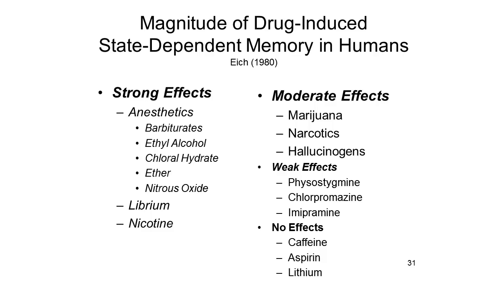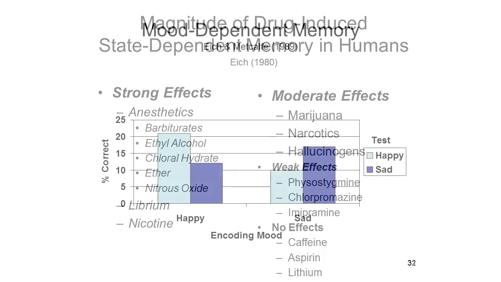Interestingly, caffeine doesn't produce state-dependent memory, even though nicotine does. One hypothesis about this is that the college students who serve as subjects in these kinds of experiments already have so much caffeine in their systems that the little bit added in the laboratory doesn't make any difference. But the major point is that there are these drug state-dependent memory effects that you can see in humans as well as in non-human animals.